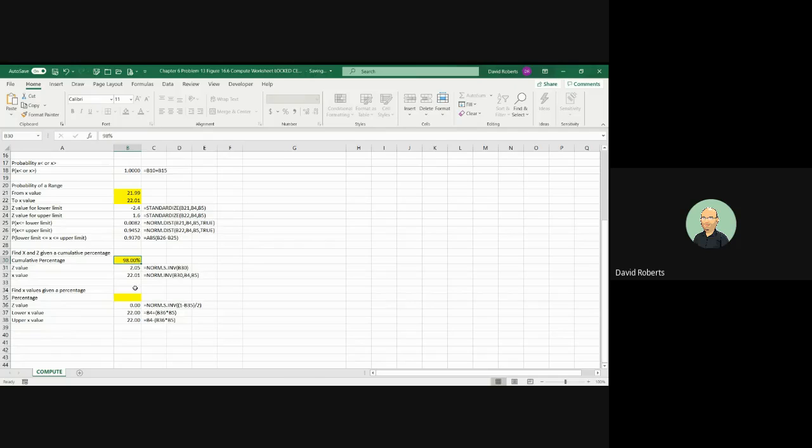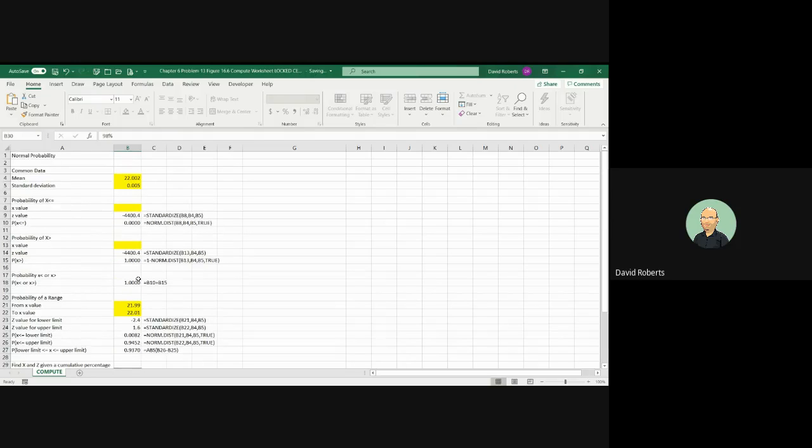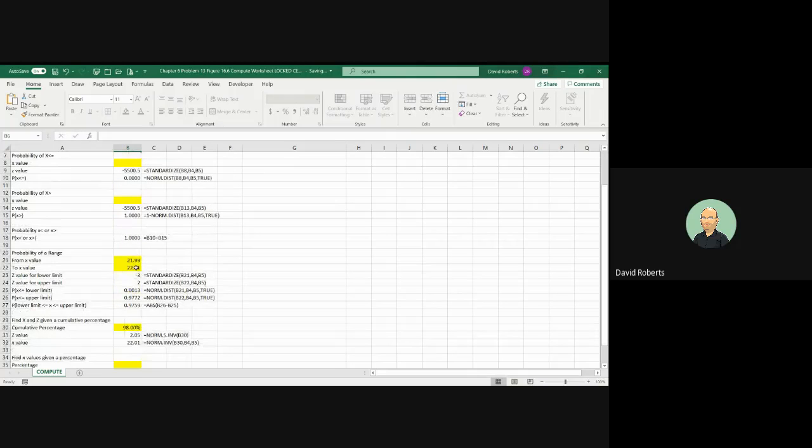Now, in part D, what would be your answer if the standard deviation is 0.004? So we simply change this to 0.004. In part A, we had 21.99 to 22. And we wind up now with 30.72%.